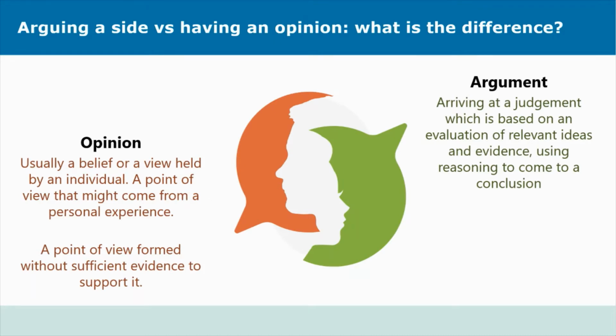So, arguing aside versus having an opinion, what is the difference between the two? An opinion is a point of view, which may be formed without sufficient evidence to support it. Opinions tend to reflect an individual's instinctive reaction and will often be based on personal experience. An argument, however, involves arriving at a judgment, which is based on an evaluation of relevant ideas and evidence using reasoning to come to a conclusion. Of course, you may have an opinion that you want to be included in your research project writing, but this should be done in a certain way. Any claims you make should be supported by evidence and backed up, ideally turning them from an opinion into a fully formed argument.